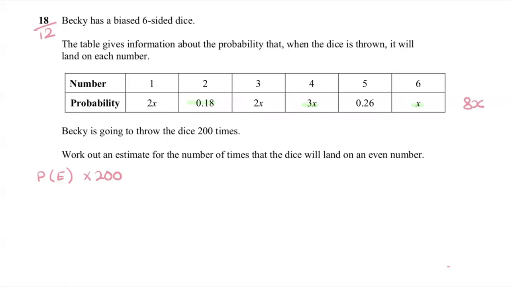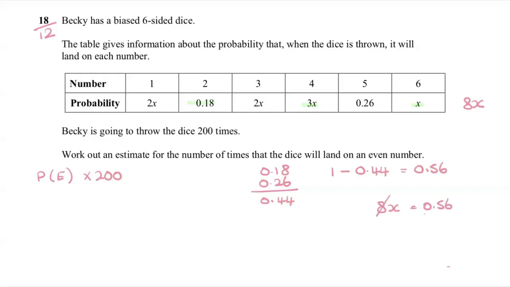Make a note of that. They equal a value that we are yet to work out. We've been told that 2 and 5 have these probabilities. And if we add those together, we get a total of 0.44. That means that the rest of them will add up to 1 minus 0.44. So when we've worked that out, we get 0.56. So my 8 x's are equal to 0.56.